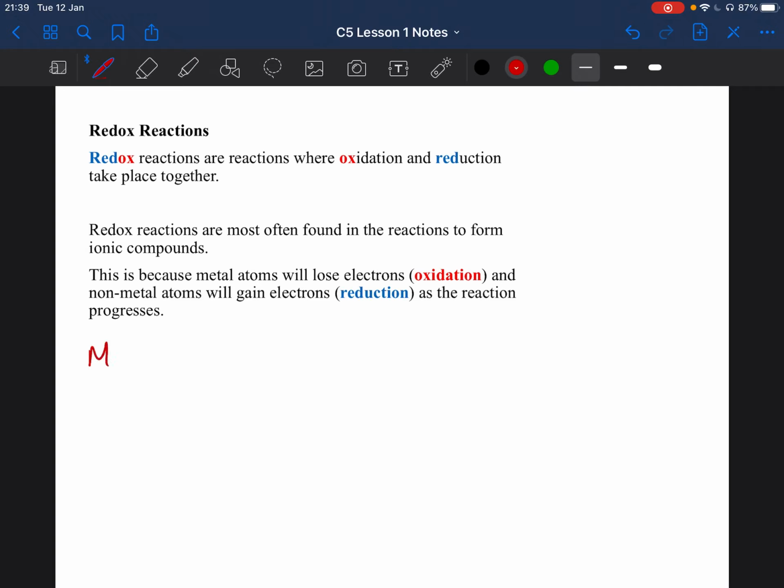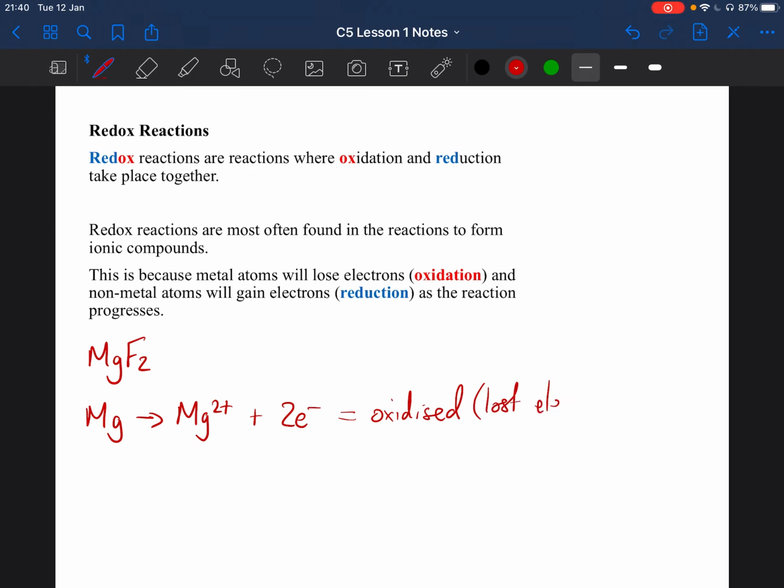So if you look at this here, this is magnesium fluoride. This is an ionic compound. What actually happens is our magnesium will become an Mg2+ ion. And when it becomes an Mg2+ ion, it has lost 2 electrons. So this has been oxidized. It has undergone oxidation because it has lost electrons. And I'm just going to put that here for you guys.